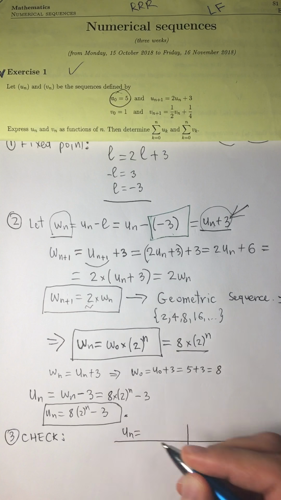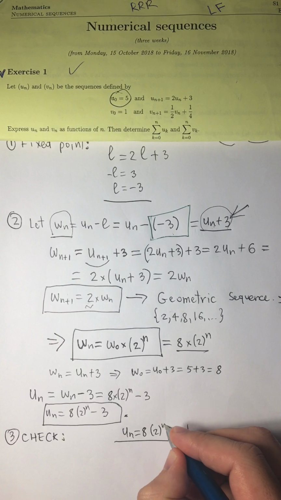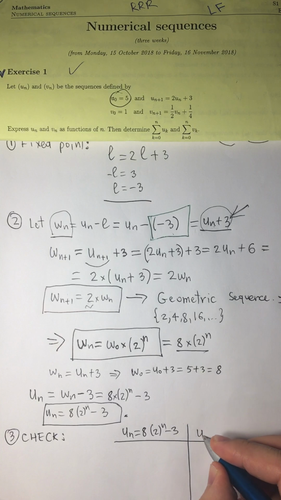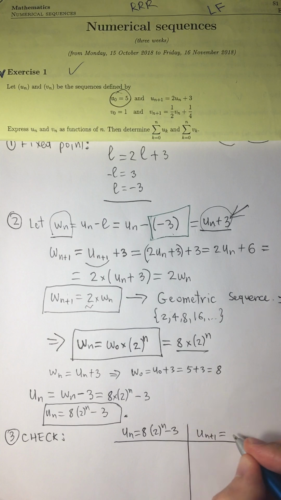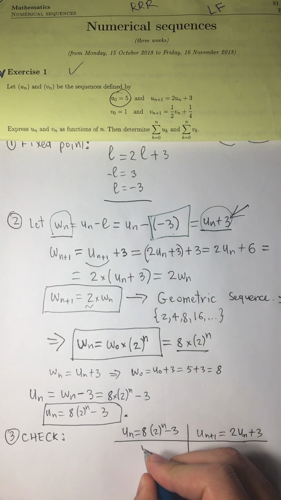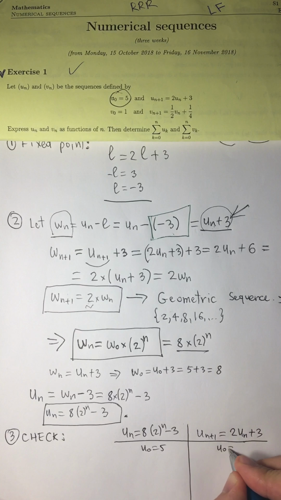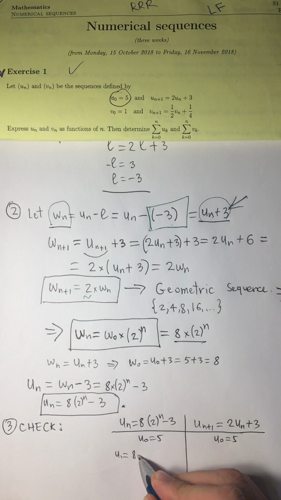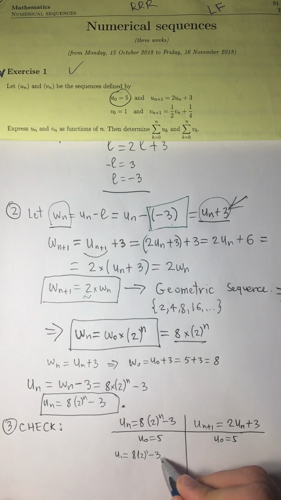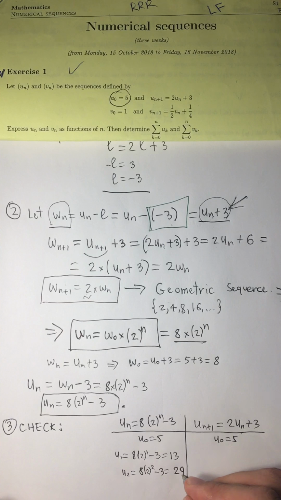So Un is equal to 8 times 2 to the n minus 3. That's what we got. But in the question it's given that Un plus 1 is equal to 2Un plus 3. In both cases, U0 is equal to 5. In here, let's find U1. U1 is equal to 8 times 2 to the 1 minus 3, which is 13. And then you can find U2: 8 times 2 squared minus 3, which is 29.